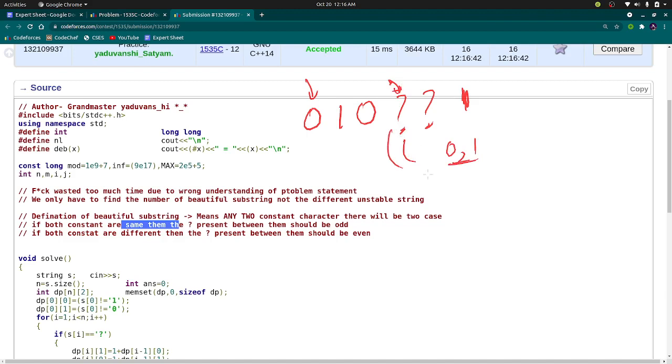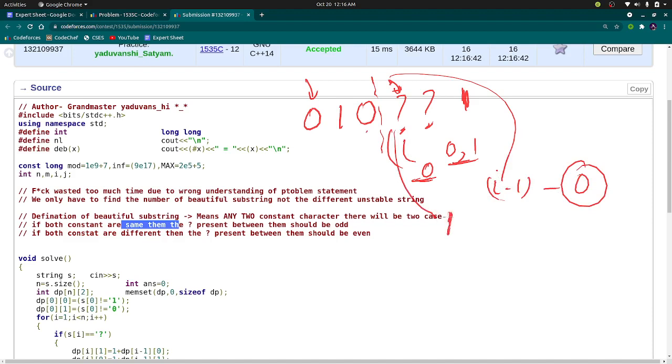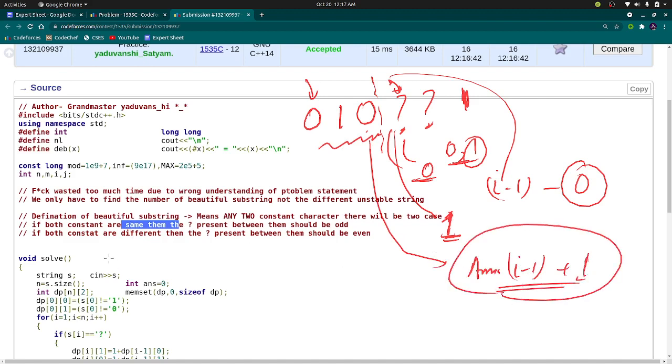If this will be 0, then we have to start a new unstable string because the index i minus 1 already has 0. So this has one substring as a single count, and if this is 1, then it will continue with this string and the answer of i minus 1, plus 1. And how does it come about? Let's see.